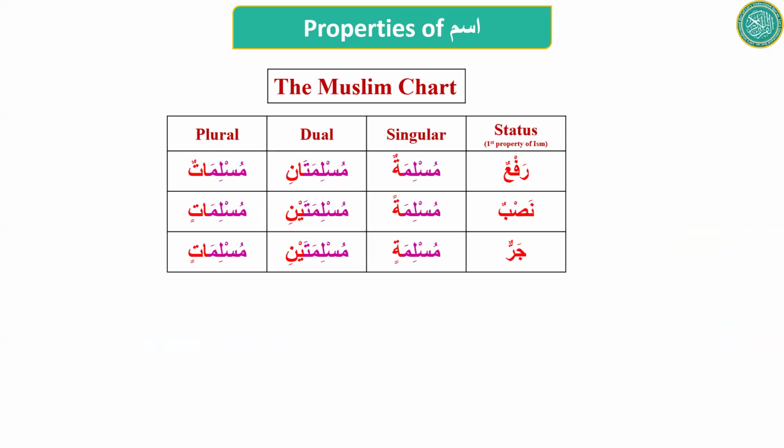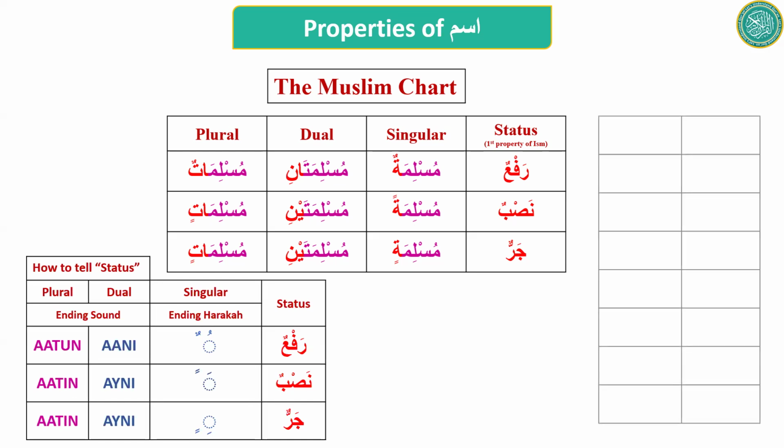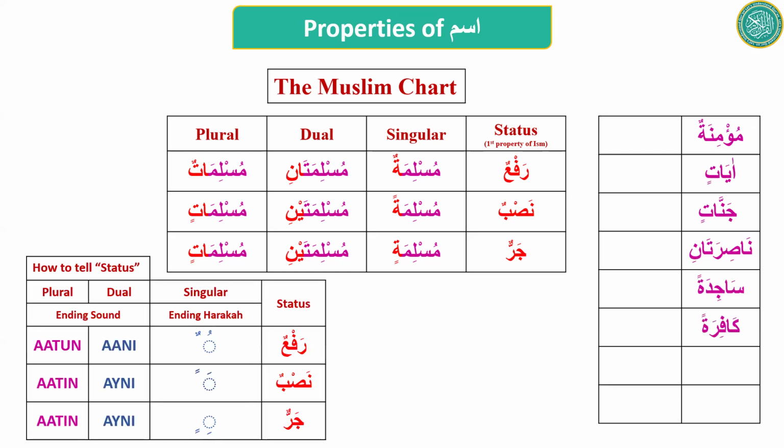And then we did the same thing for the feminine gender Muslim chart. The only difference was the plural. The plural is not Una, Ina, Ina anymore. It is Atun, Atin, and Atin. Rafa, Nasab, and Jar. Okay. So this is where we were. And we then identified some of the words for their status, what their status is.